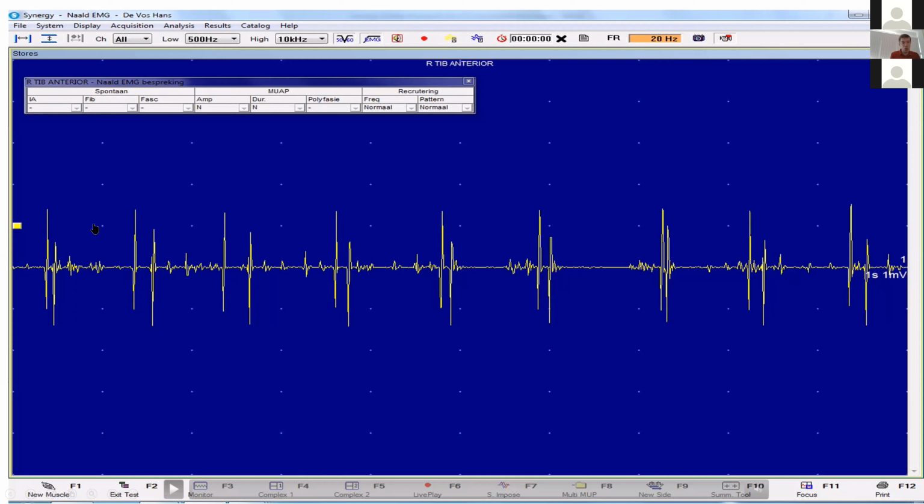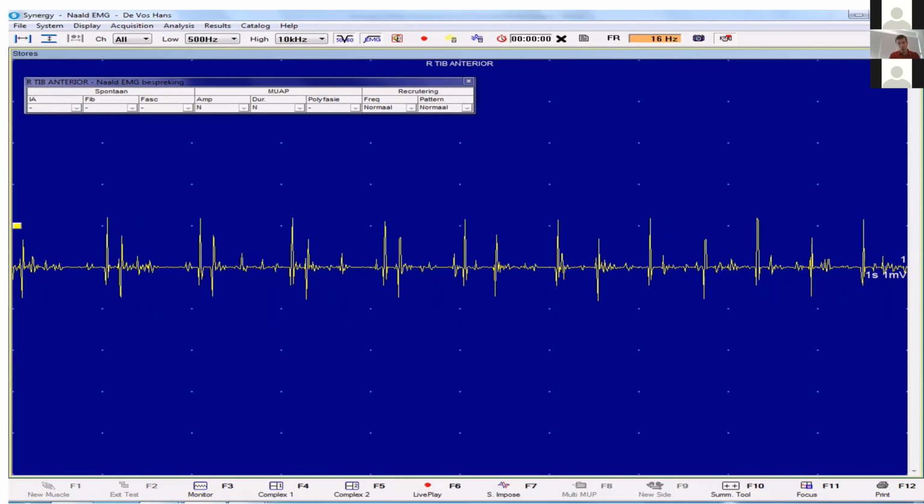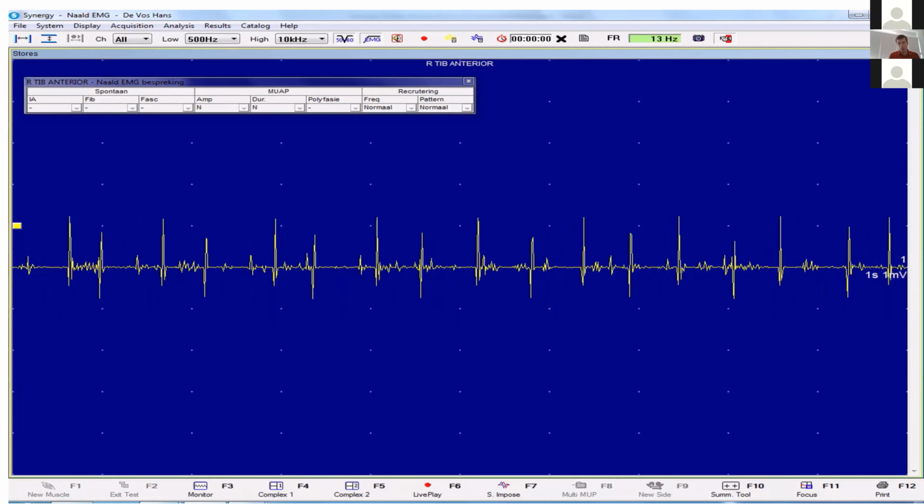The first one is firing 1, 2, 3, 4, 5, 6, 7, 8, 9 hertz. The second one also, about 9 to 10 hertz. We listen to the sound. A very rhythmic, regular pattern of firing of the 2 motor units.